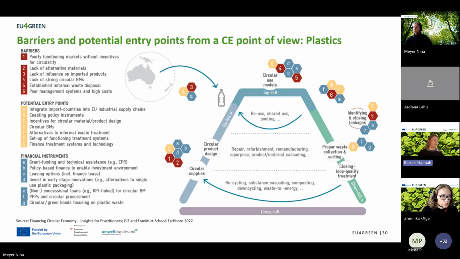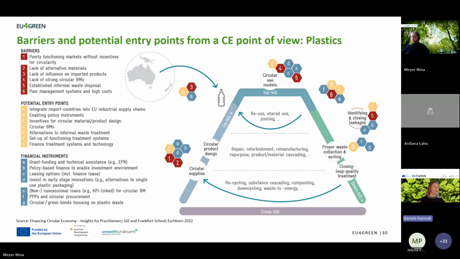We see that grant funding, of course, plays a crucial role, but so does technical assistance. We also need policy-based finance to enable an investment environment that's also suitable to take up financial flows dedicated towards promoting CE in the plastics industry. We need investments also in early stages of innovations, in particular in regard to alternatives to single-use plastic packaging. Concessional loans play a role in particular for upcoming circular business models.